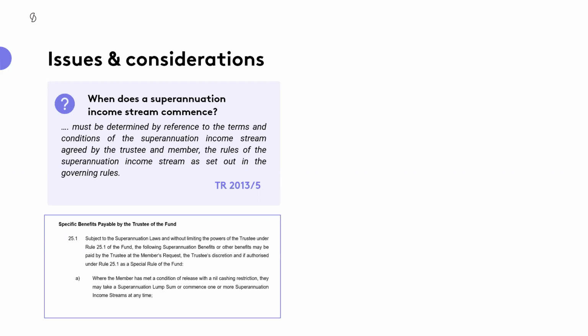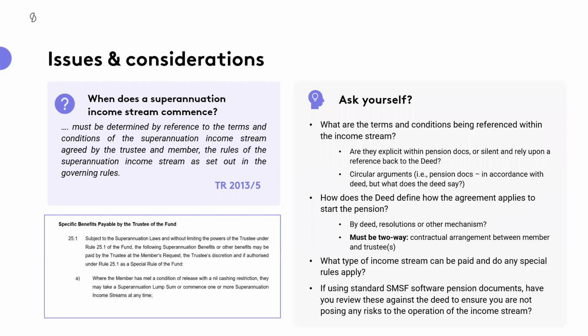So where we've met a condition of release with a nil cashing condition, there would be an ability to take a lump sum and/or commence one or more income streams at any point in time. Now, one of the really important things to note here is that if we have quite broad powers, we need to ensure somewhere we actually have some specific procedures within the documentation.